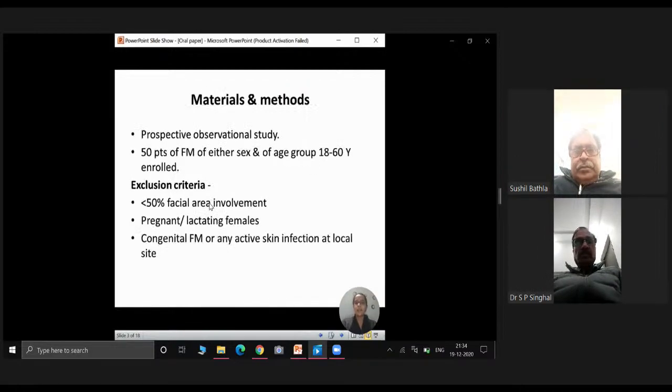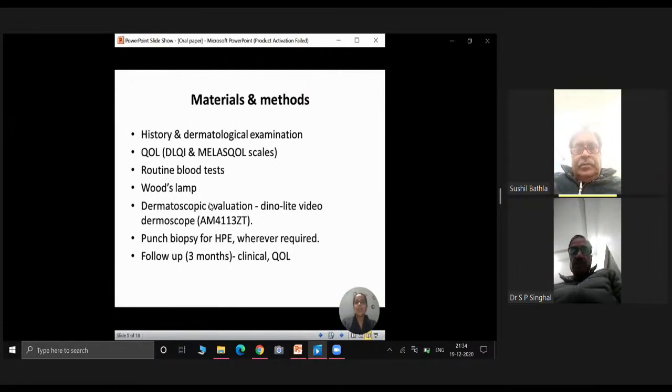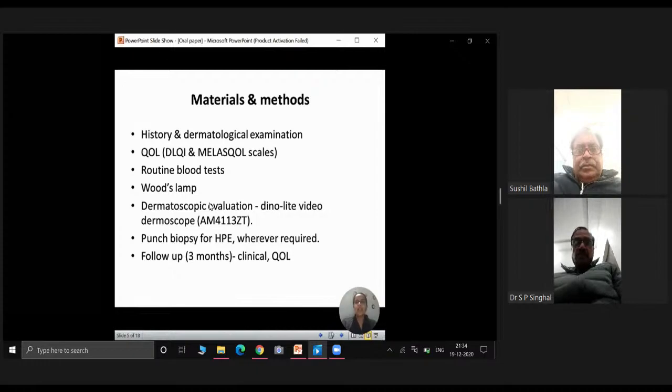We enrolled 50 patients of facial hyperpigmentation of either sex and of age group 18 to 60 years. A thorough history was taken and a complete dermatological examination was done. Quality of life of the patients was assessed using the DLQI and MELASQOL scale. Routine blood tests were done. Wood's lamp and dermatoscopic evaluation of the lesions was done. A 4 mm punch biopsy was taken for histopathological examination wherever required. Relevant treatment was given to every patient as per the diagnosis.